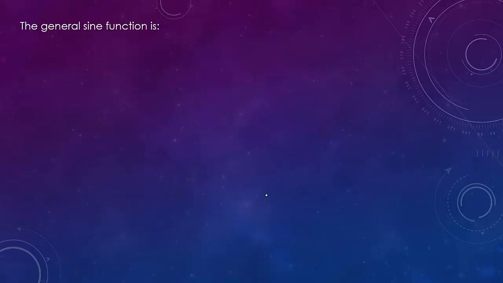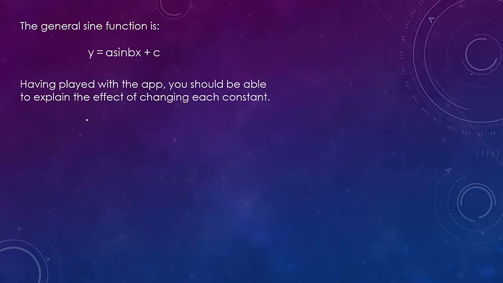The general sine function is y equals a sine bx plus c. At least as far as this course is concerned, there is another transformation that can be done that's not actually in the course, and I discussed that just now with varying the value of e. Having played with the app, you should be able to explain the effect of changing each of these constants. So the a will change the amplitude. If a is negative, you know that it will also produce a reflection in the principal axis.